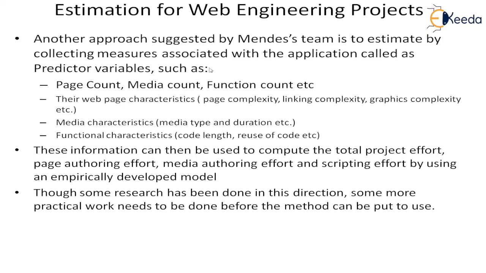Now this will be taken as the size, and from this size we will have an empirical function, which we can develop by doing a lot of experiments. We can develop an empirical model in which effort is a function of the size, where the size is defined in terms of page count, media count, and function count, along with their weighted factors. That one we can use for determining the effort. So this is a direct method that can be used for web engineering by taking its own characteristics.